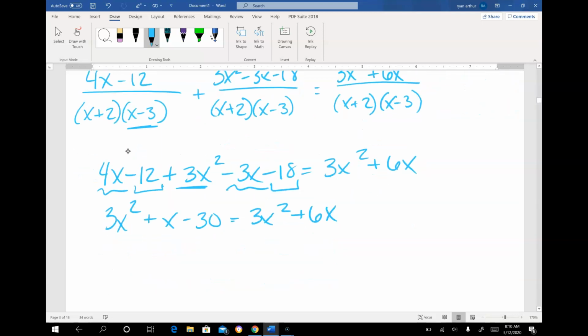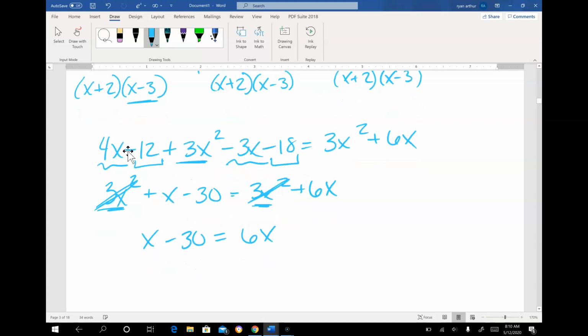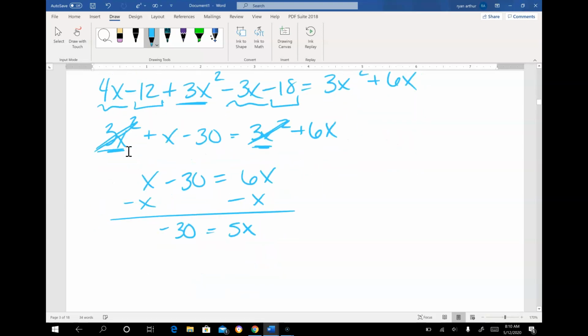Remember the trick I taught you? When you have the same thing, literally the same thing on both sides, we can cancel them out. So that gets rid of the squared term, so we don't have to factor this one like we did the last one. So now we just solve for x. Get your x's on the same side, so I'm going to subtract x. I get negative 30 equals 5x. Divide by 5. X equals negative 6.